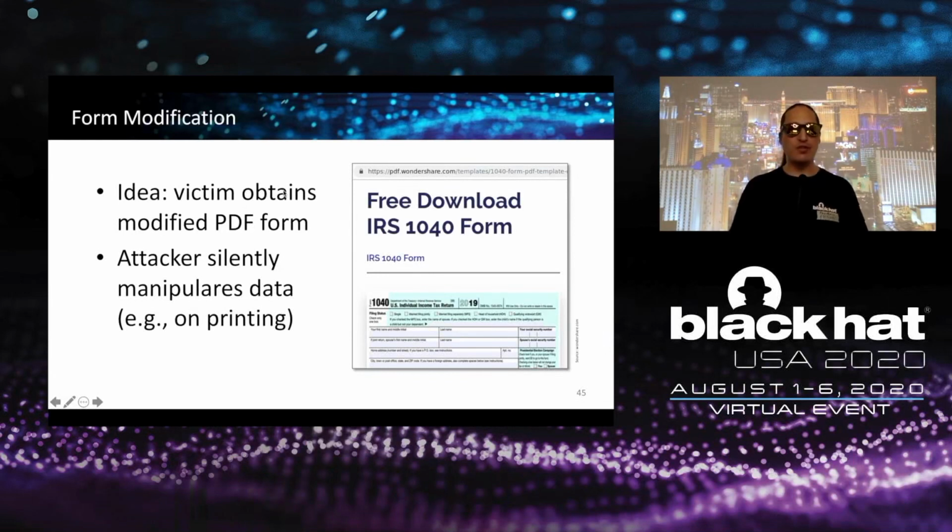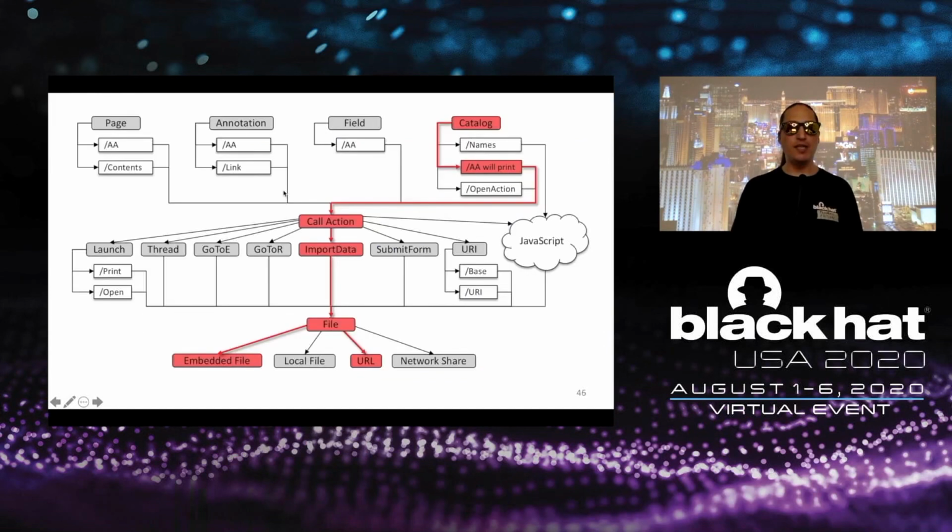Okay, there are two ways to achieve this. Firstly, we can use the import data action. So form field values can be set in a document using the import data action, which basically imports form data from an external source, like a URL, or from an embedded file, and overwrites existing document form data. And this action could be triggered immediately, maybe before printing, using the document will print event.